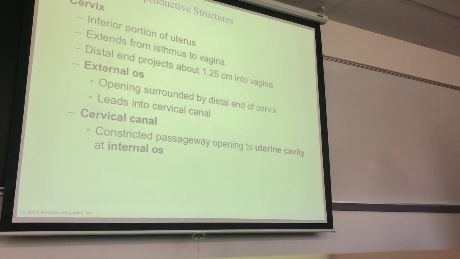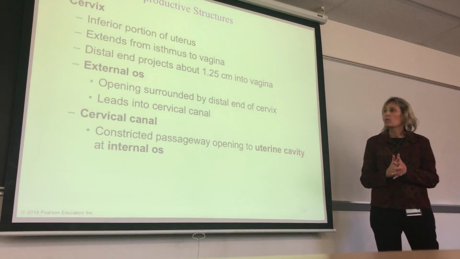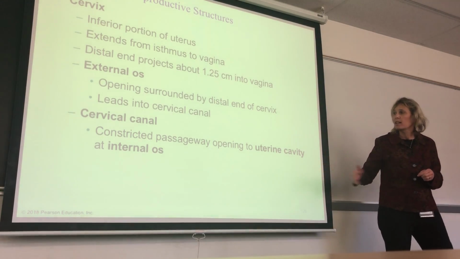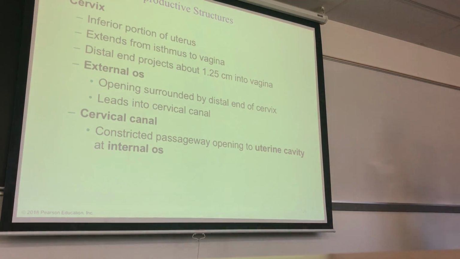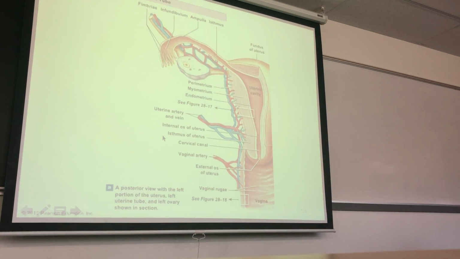The cervix is the most inferior part of the uterus, and there's an opening in the cervix which is called the external os. That opening leads into the cervical canal, which is a constricted passageway that leads to the internal os, which is another opening that will lead into the vaginal canal. So there are some arteries of the uterus. I'm not going to go into those.